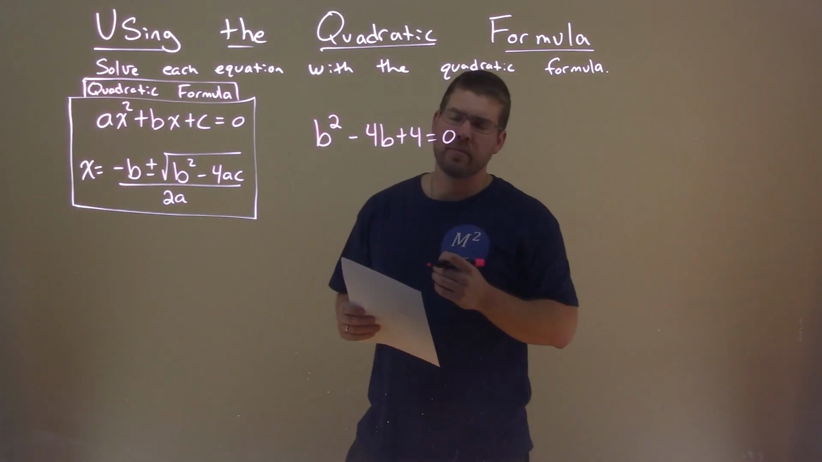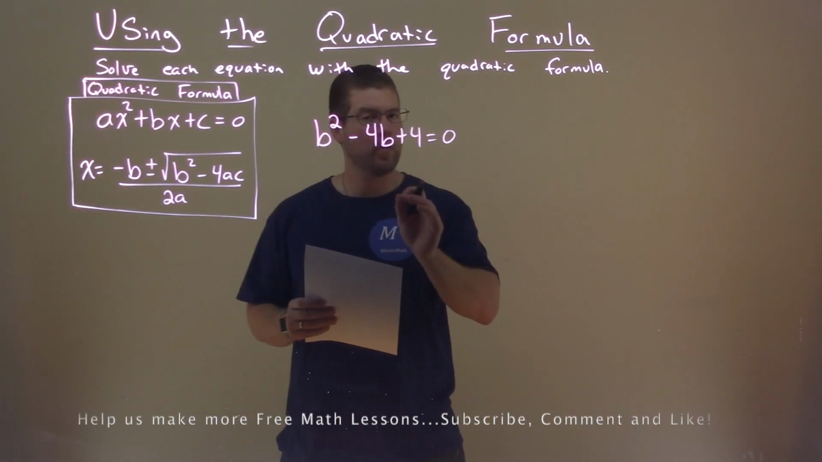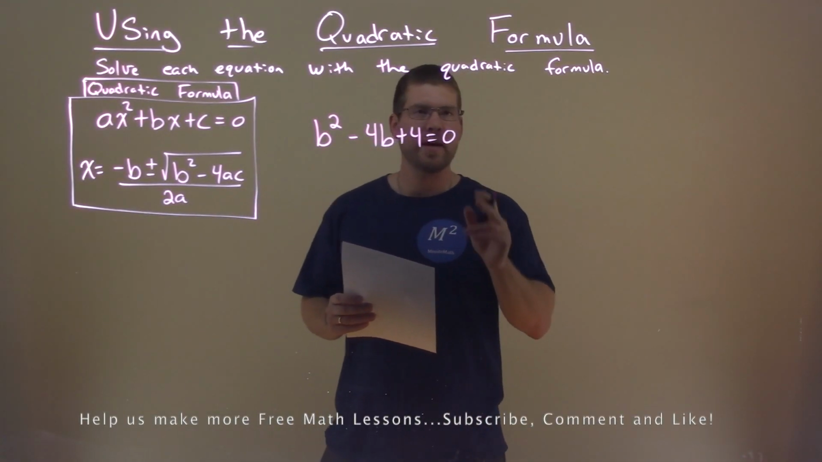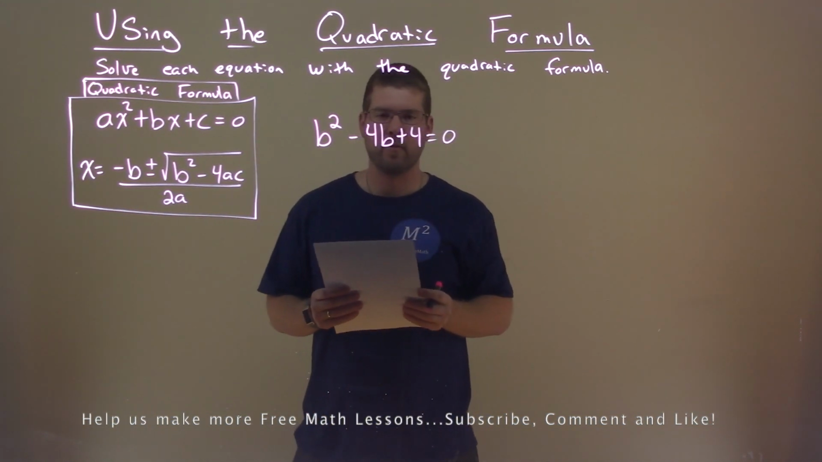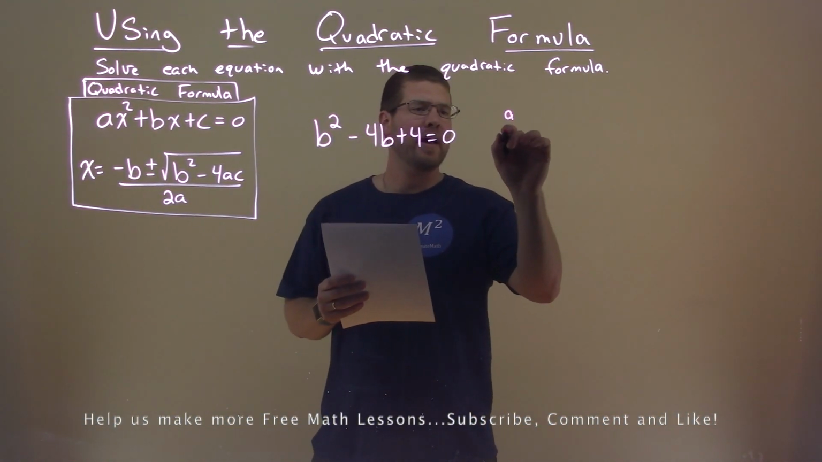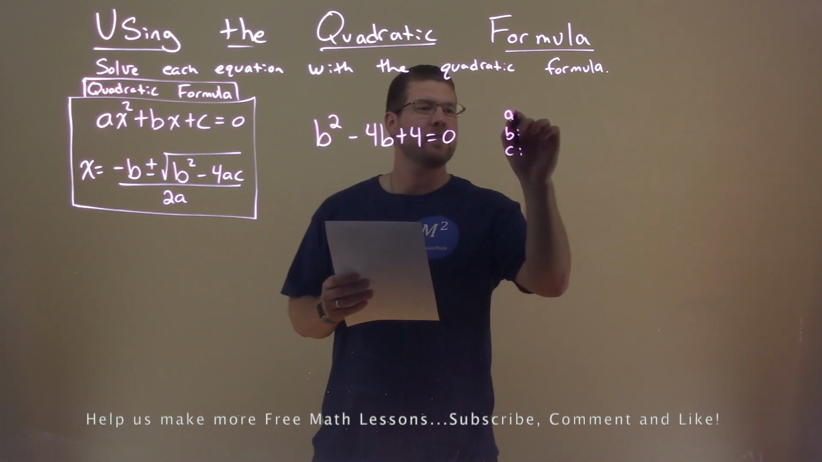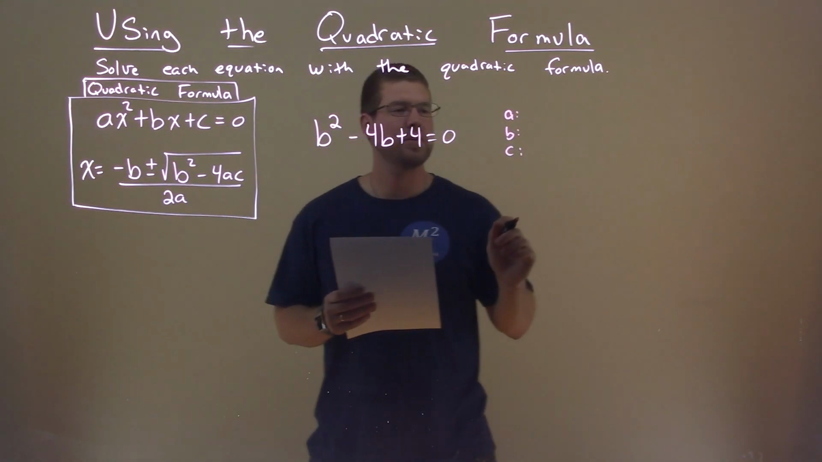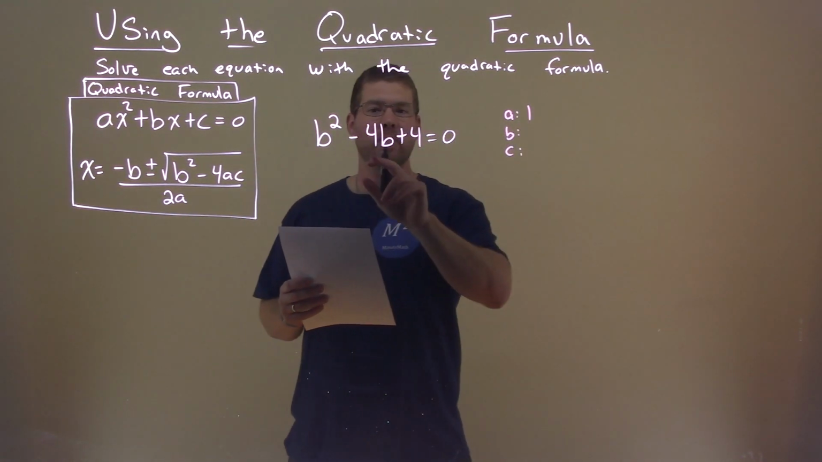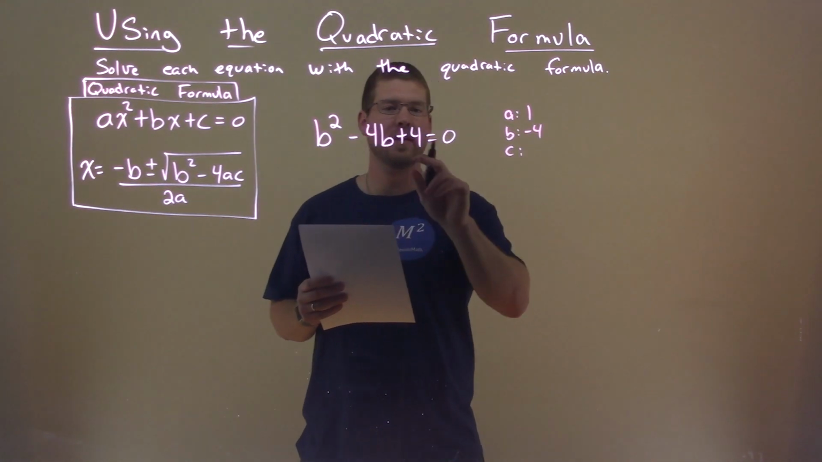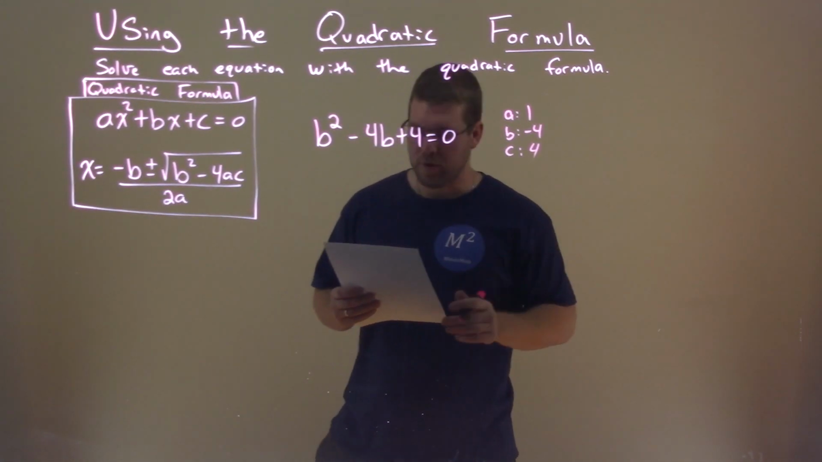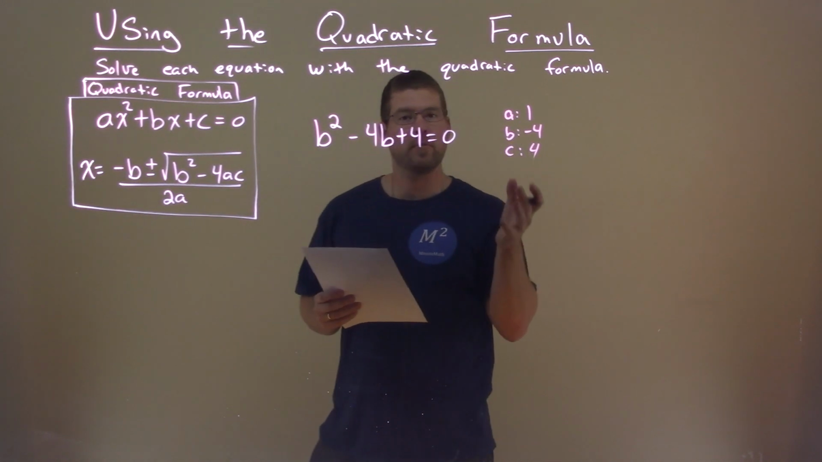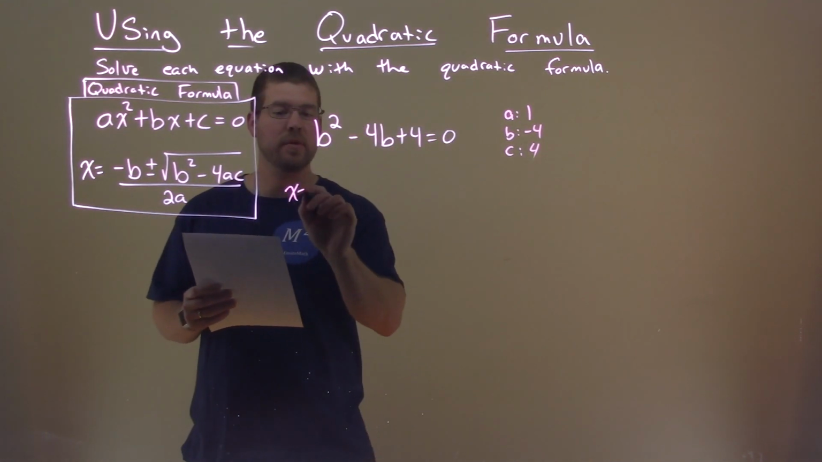We're given this problem right here, b squared minus 4b plus 4 equals 0, and we want to solve using the quadratic formula. Let's go find my a, b, and c value. A value, the coefficient of b squared, is 1. B value, which is -4 here, and c value, which is 4. Now that we have those pieces, we just plug it into the quadratic formula.